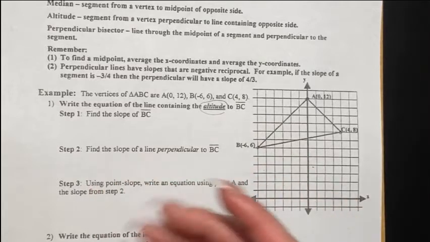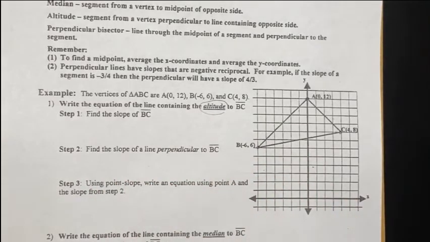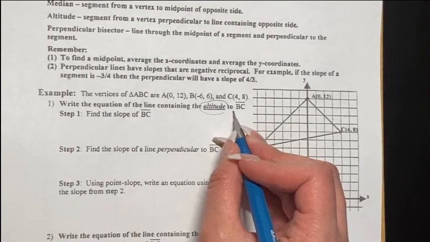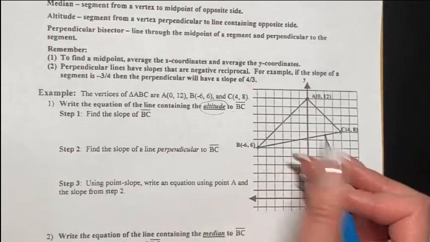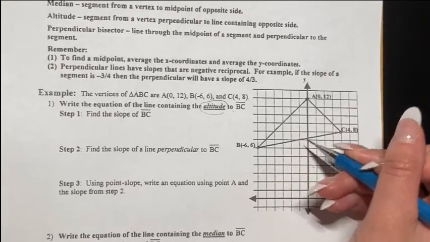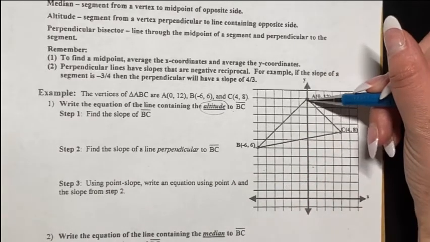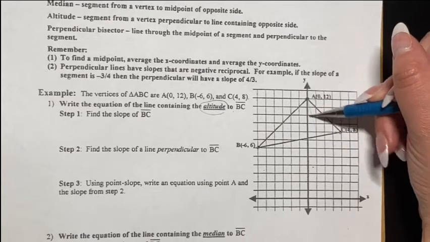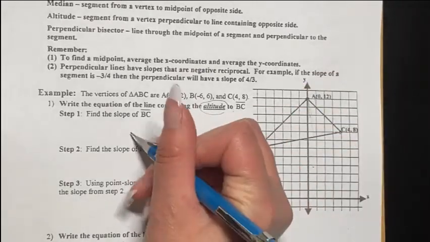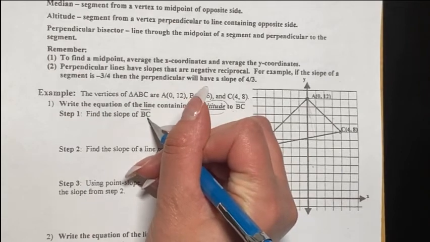The first thing you need to remember is that the altitude is the segment from the vertex perpendicular to the line containing the opposite side. Specifically, they'll tell you the altitude to BC. So you have this BC. What's going to be the altitude? It's going to be perpendicular to here, a perpendicular line that comes here. So we need to find the slope of BC.